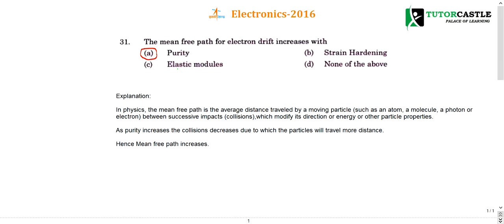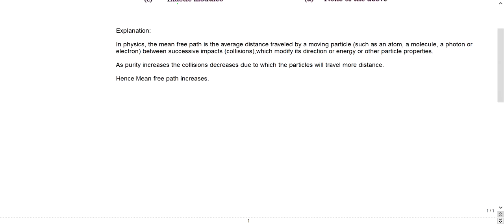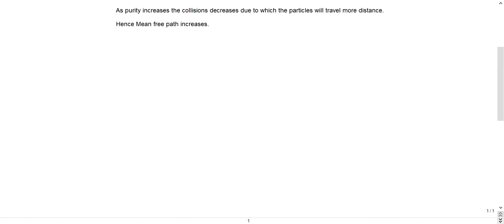Question number 31. The mean free path for electron drift increases with dash. Okay. The right choice is purity. Okay. I'll explain you some concept beyond this.